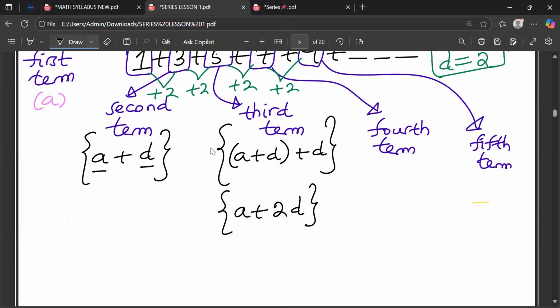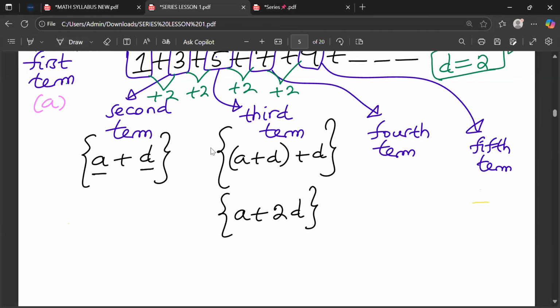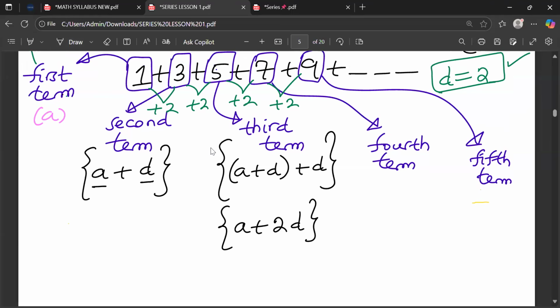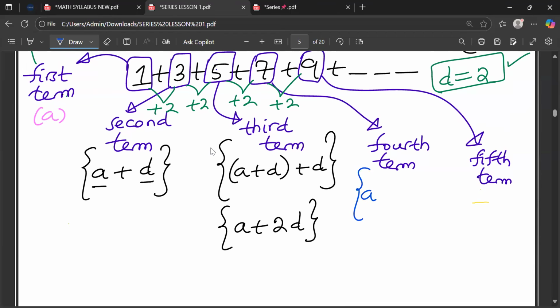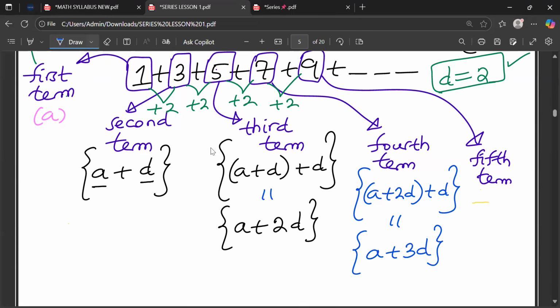Then when I come to the fourth term, which was 7, we got our third term 5. But how does it look like? It looks like this, A plus 2D. We got it and still added more common difference. And then we came up with this, A plus 3D, isn't it? Just using letters.